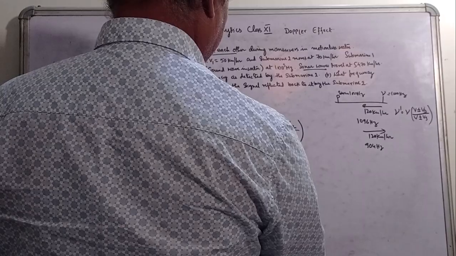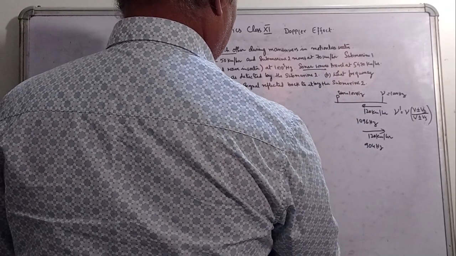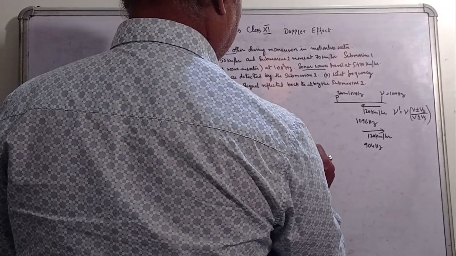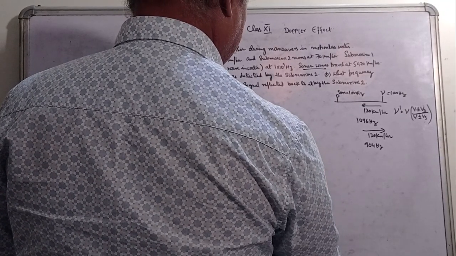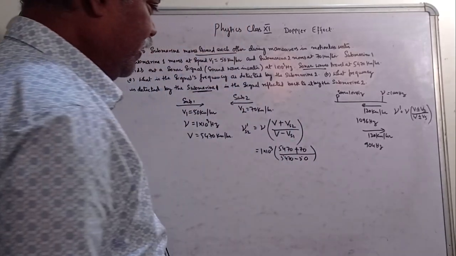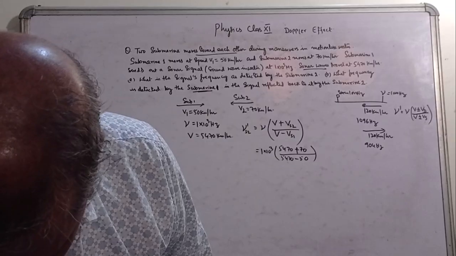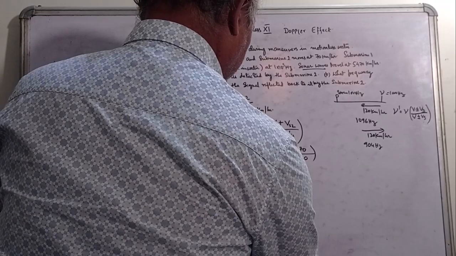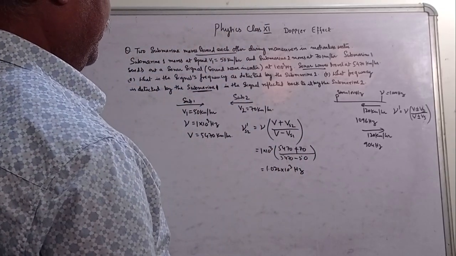So if you place the values, 1 into 10 to the power of 3, bracket, velocity of the sonar wave, 5470, plus the velocity of submarine 2, which is 70, and then divided by 5470 minus 50. If you calculate it, I have calculated this, you will get 1.022 into 10 to the power of 3 hertz. This is the result you get.